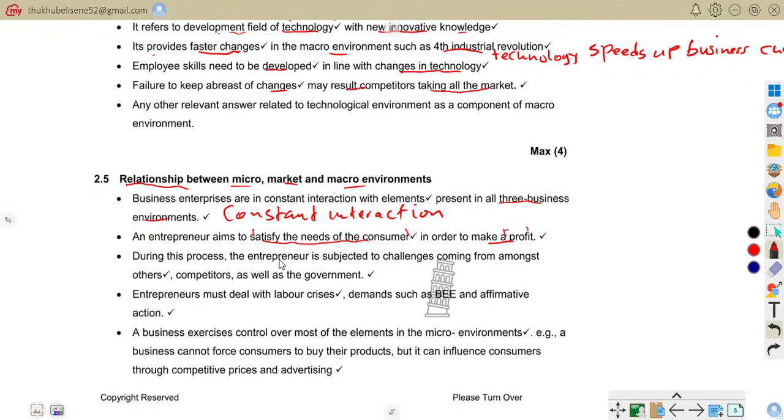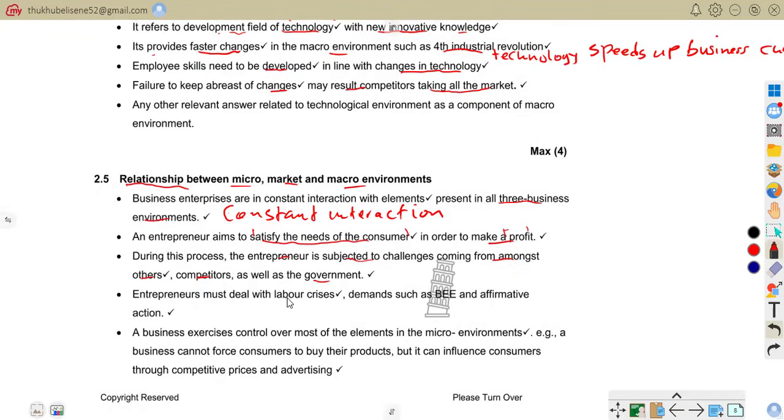During this process, the entrepreneur is subjected to challenges coming from, amongst others, competitors as well as the government. So business faces competition and regulations. There's competition that you're going to face because there are businesses that are going to enter that market. That is a challenge the business is going to face. Also, there are regulations that are going to come from the government.